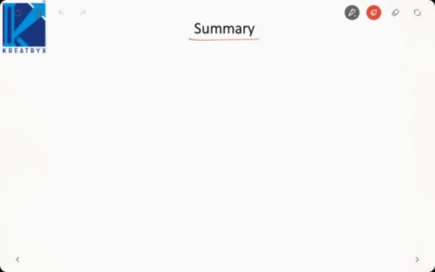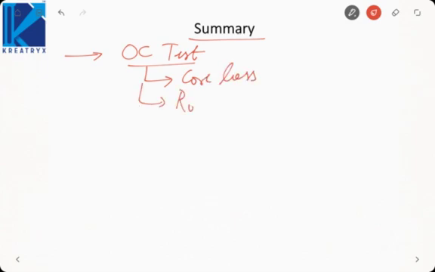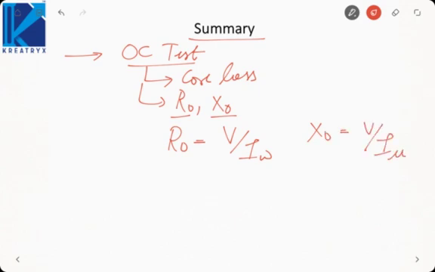So let us summarize what we learnt in this lecture. We first saw the open circuit test, through which we determined core loss and we determined the shunt branch parameters R0 and X0. Okay. And how did we determine R0 and X0? R0 was V by IW and X0 was V by I mu.